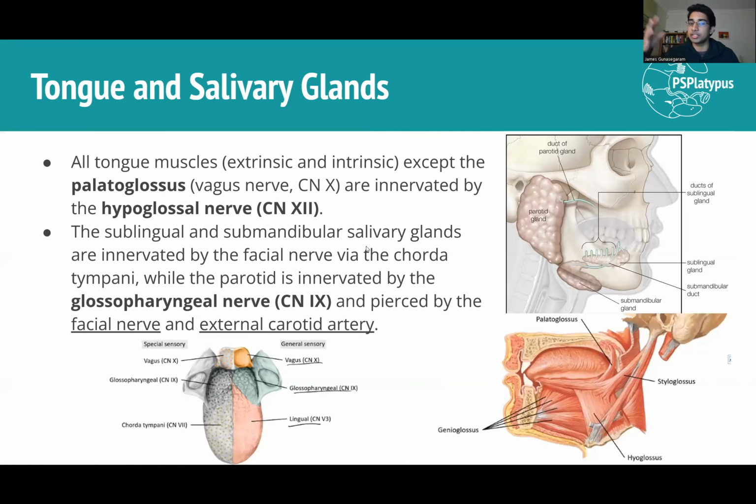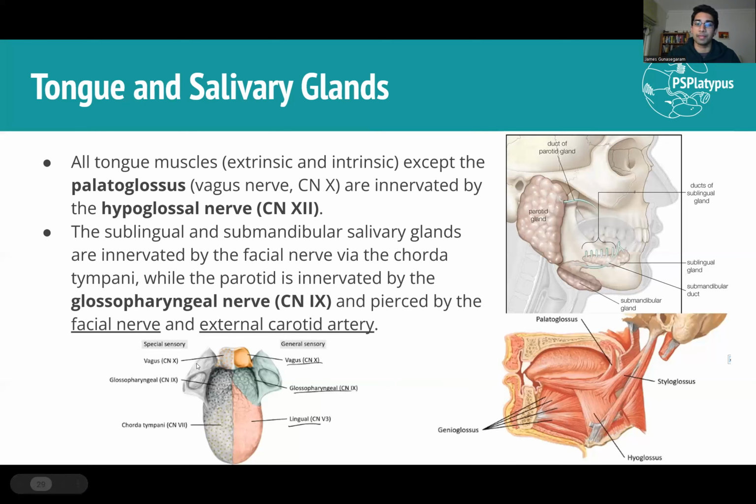So we talk about the extrinsic and intrinsic muscles of the tongue. So the tongue has a bunch of muscle. It's like a big chunk of muscle in and of itself. We have a bunch of stuff underneath it, which is mostly innervated by that, and then we have the intrinsic muscles inside there. So motor, you don't need to worry about too much. It's pretty straightforward. Sensory is a mess.